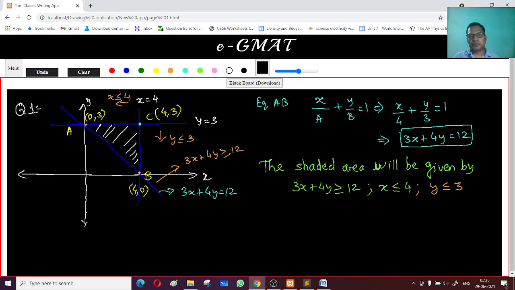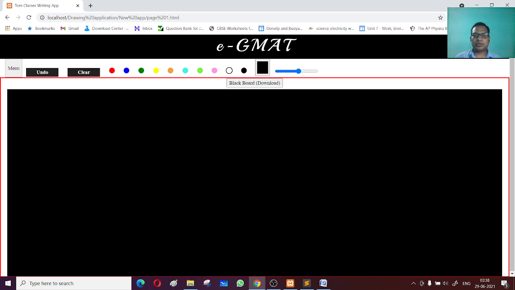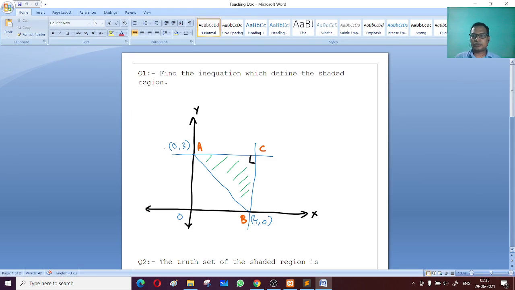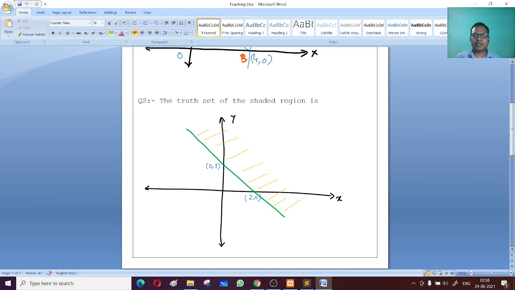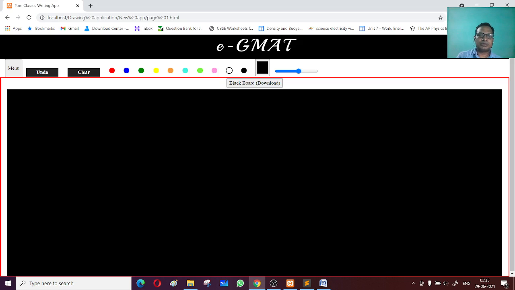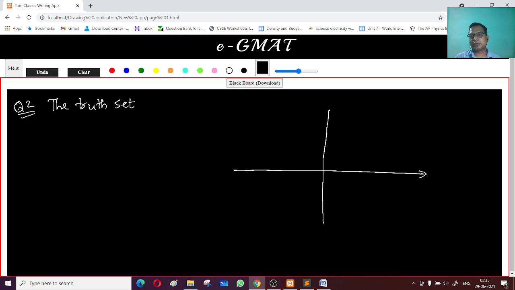Okay, so let's move on and try another question. Let's see what is the next question which I have got. Okay, so he is asking about the truth set of the following shaded region, right? Let's see that. So the truth set. So second question, question number 2, the truth set. And what is the graph? So I have got a line over there.